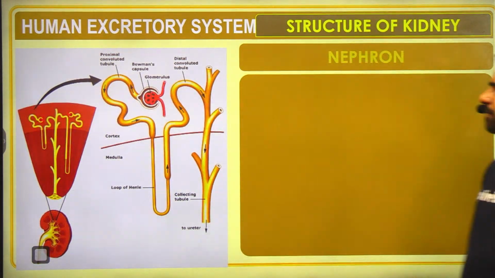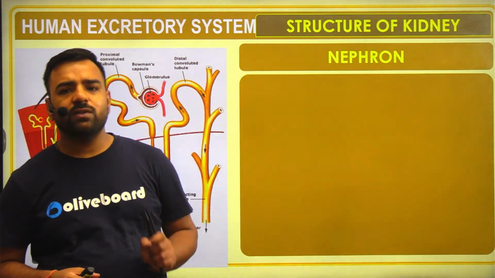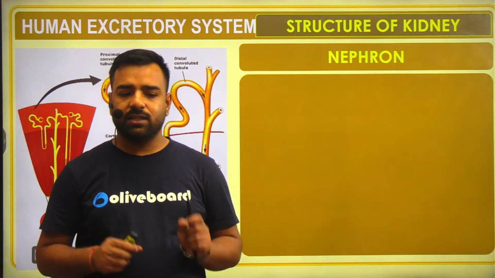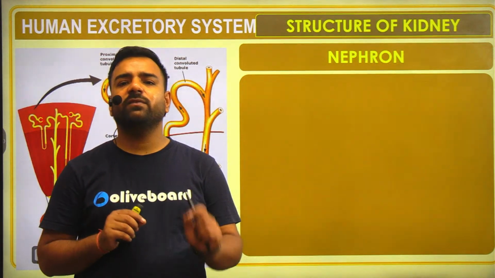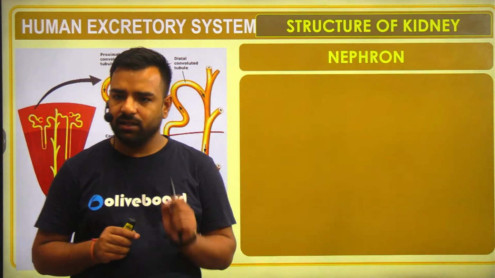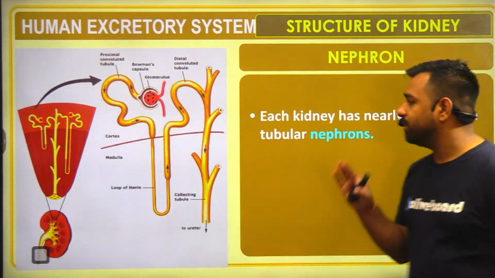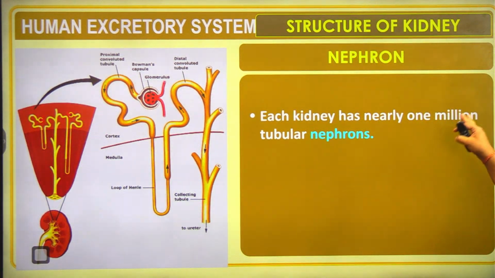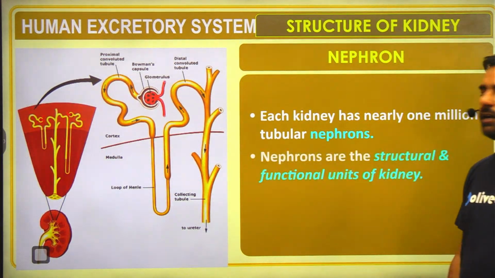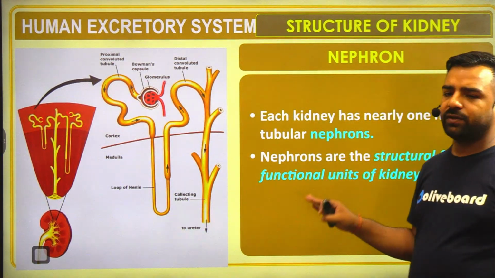Now here, that is the structure of the nephron. What were the nephrons? Nephrons were the functional unit of kidneys, and yes, it is the one because of which the waste or the byproduct that is known as urine is created. So that's the structure and functional unit of kidney. So each kidney has nearly 1 million tubular nephrons, and 1 million is approx 10 lakhs, right? So nephrons are structural and functional unit of kidney as discussed.